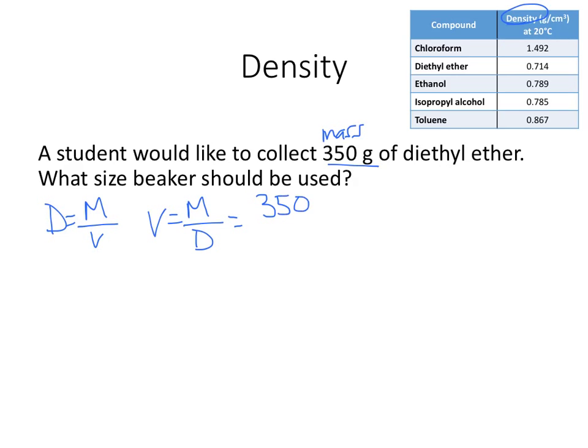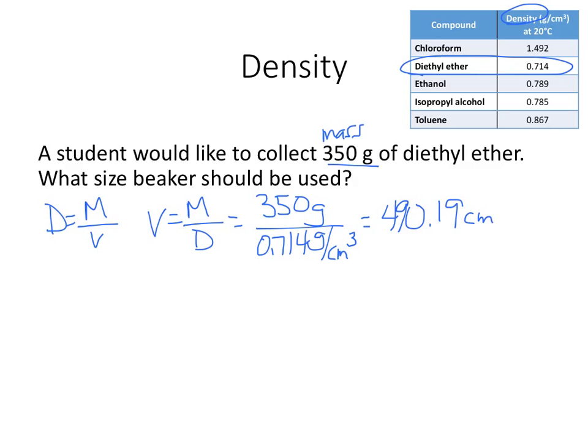So I have 350 grams divided by the density of diethyl ether, 0.714 grams per centimeter cubed. And that gives me 490.19 centimeters cubed. So approximately 490. The question is not what is the volume of the liquid, but what size beaker should be used. So I would think any beaker that has a capacity of at least 500 milliliters would probably fit my liquid. Anything that's at least 500, so 500 or 750 or 1,000, anything bigger than 500 milliliters will fit that liquid.